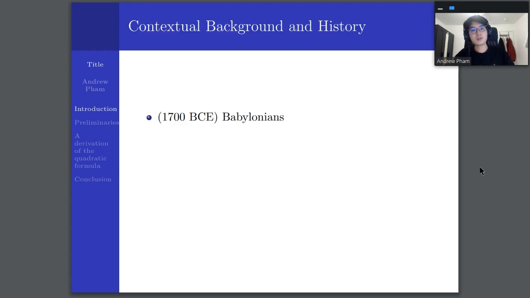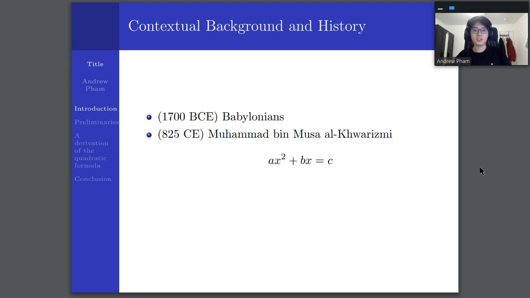So, some contextual background in history. Quadratic equations have been around for a long time, all the way back to 1700 BCE, with the Babylonians, who found the idea through their quest to solve for perimeter and area using geometric squares. They developed the method of completing the square, something that we will use as well to help us in our derivation. But aside from that, nothing significant happened in this realm until 3,000 years later.